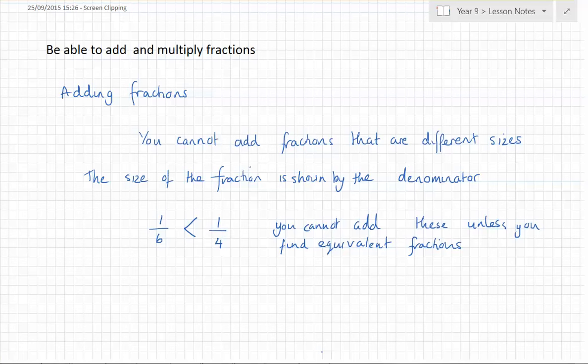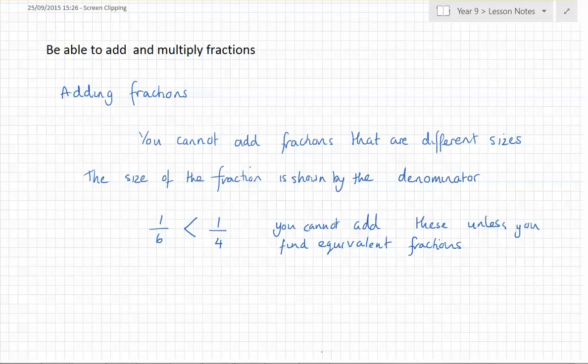Now, do you know what I mean by when I say size like that? So if you imagine cake, for instance, why is 1/6 smaller than 1/4? Can you explain, Jane? Yeah, exactly. So if I've got the same cake, and I chop it into 6 pieces or I chop it into 4 pieces, you'd rather have one of the bits of 4, right?